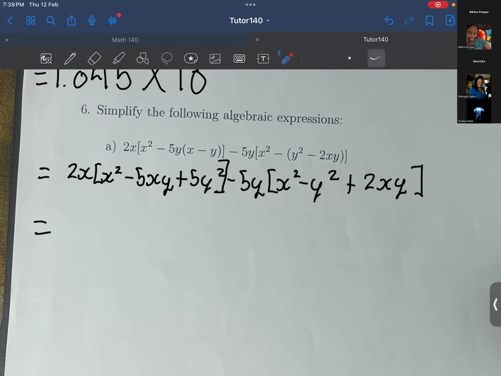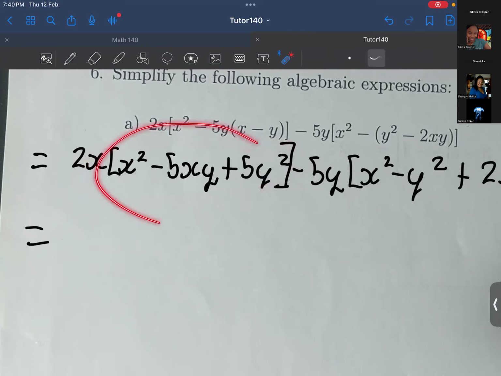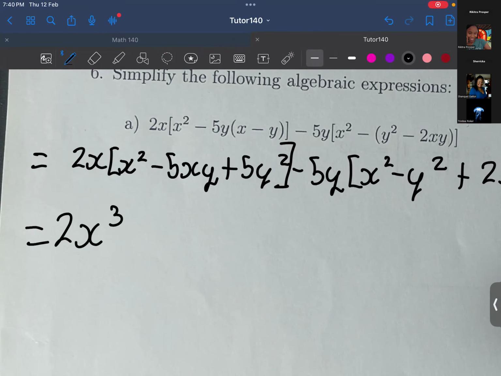Okay, so now we have to simplify some more. None of these have like terms, so this can't simplify any more. We could just multiply this 2x to the entire expression. So 2x times x squared is 2x cubed. 2x times minus 5xy, that'd be minus 10x squared y.